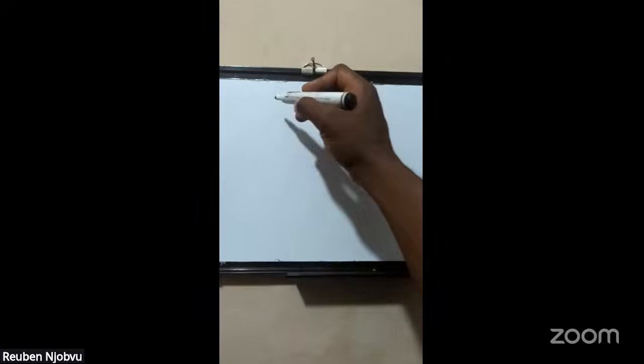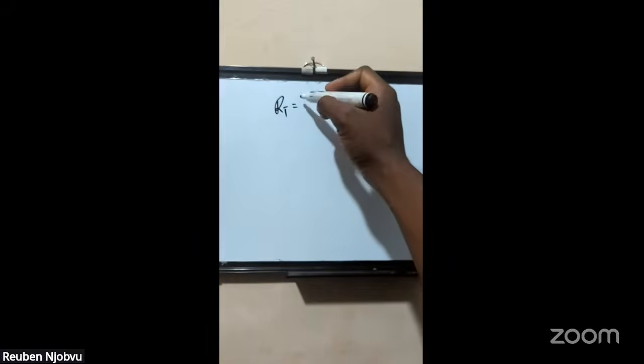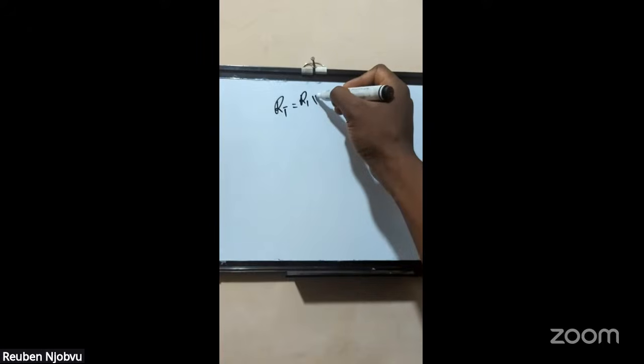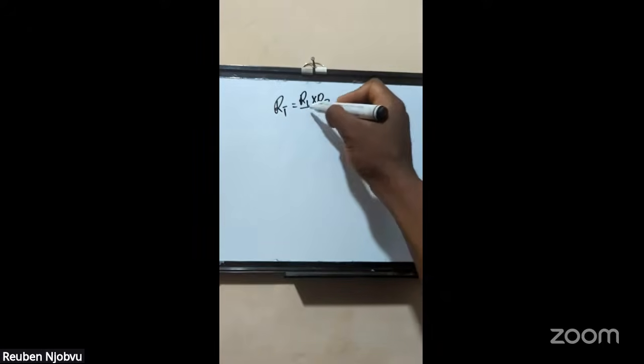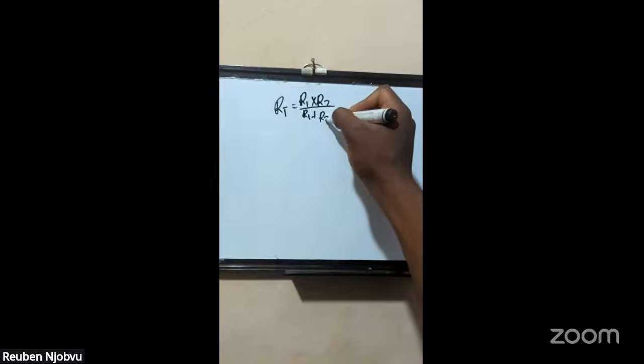Calculate the effective resistance of the two resistors here. So to calculate the total resistance, simple, you just use the formula, right? What formula do you use? Okay, so what values do we have? Total resistance equals resistance 1 times resistance 2 over resistance 1 plus resistance 2.